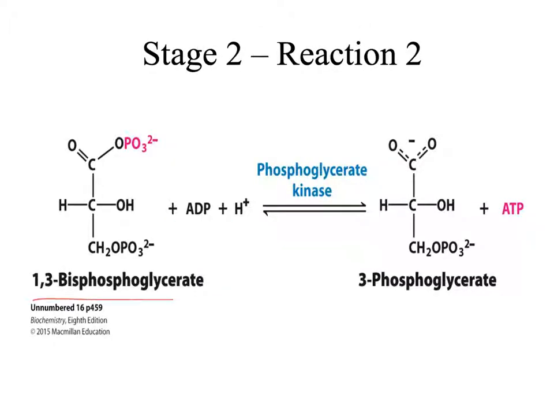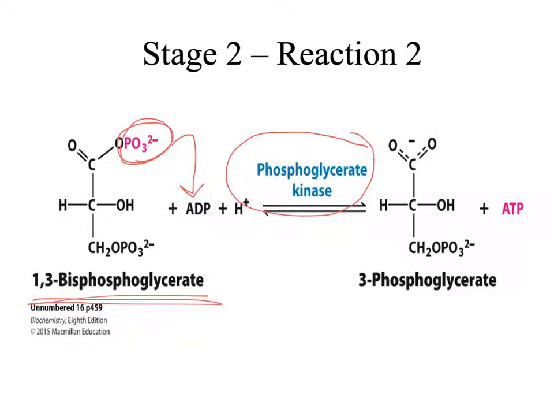So we have this 1,3-bisphosphoglycerate. This is a substance that can transfer that phosphoryl group, and it does so by giving it to ADP. This is going to occur via the enzyme phosphoglycerate kinase, and we're producing 3-phosphoglycerate here. This is a substrate level phosphorylation reaction. And here we are producing ATP. We're finally getting that ATP to be generated here.